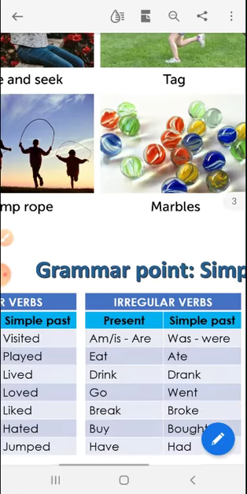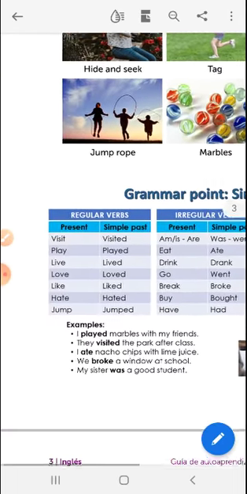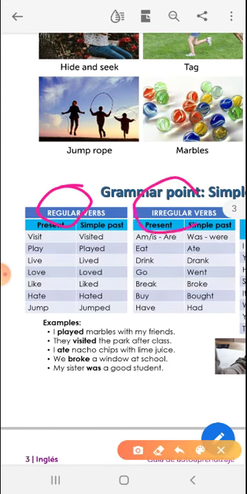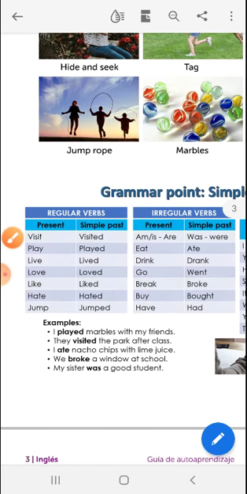Okay, now let's go to the grammar point. Attention here. You have some verbs, yes? Verbos. In English, you have some verbs here. Okay, these are regular verbs, verbos regulares. And these are irregular verbs, verbos irregulares. What's the difference? La diferencia. Here. La diferencia is here.